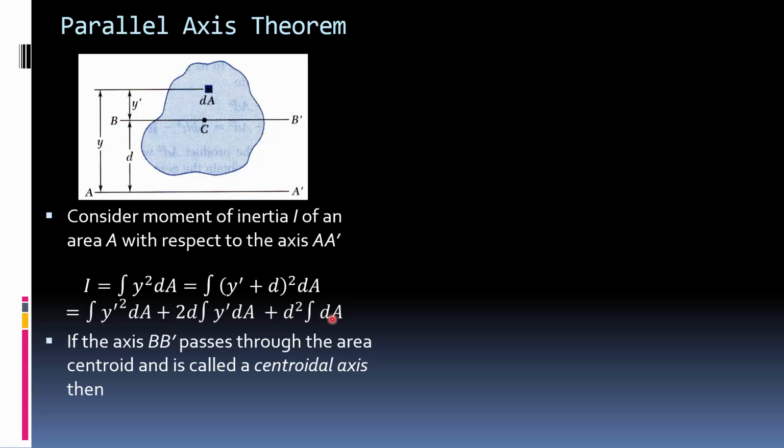Okay, so if the axis BB, if you put this axis through the area centroid, in other words a centroidal axis, right? Then this term right here, y prime squared dA, is what we're going to call I bar. It's the moment of inertia through the centroid of the axis. And then d squared integral of dA, d is constant, so it's just the integral of dA, so it's just A times distance squared. Okay, so that takes care of this term.